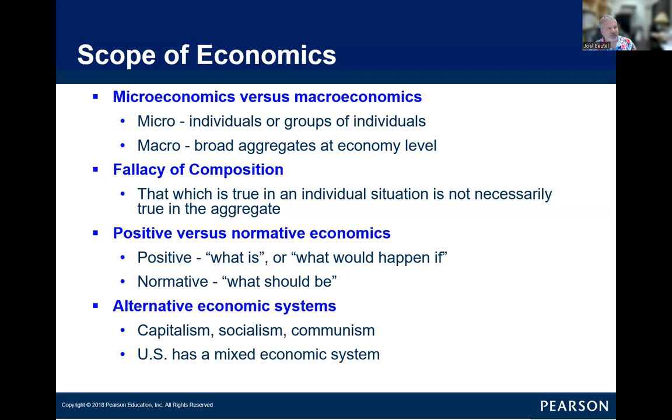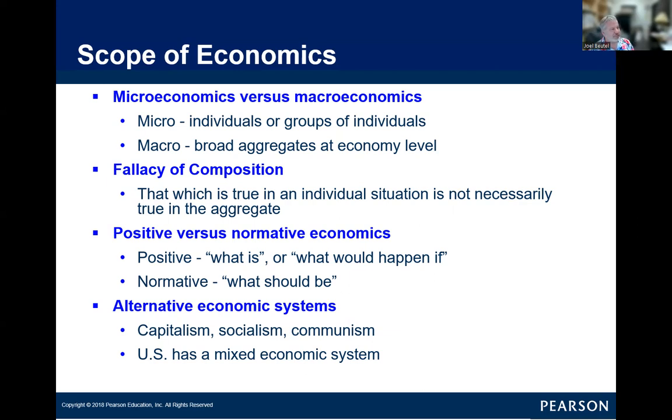In macroeconomics, we're not looking at how individuals or groups of individuals make decisions. We're looking at the results of all of those interactions at the aggregate economic level. And so when we talk about macroeconomics, we're really talking about GDP, unemployment, and inflation, things like those terms.